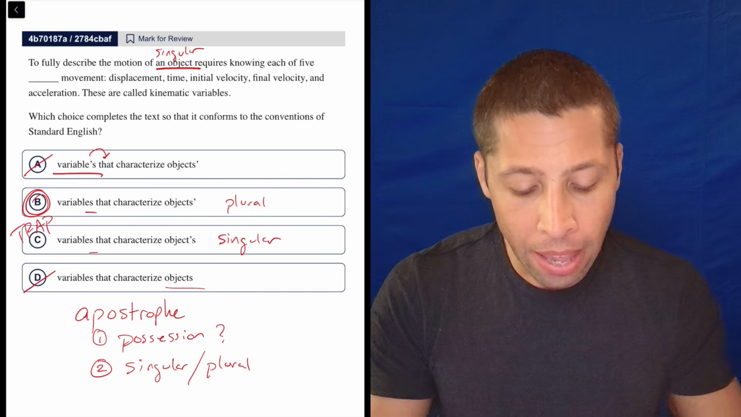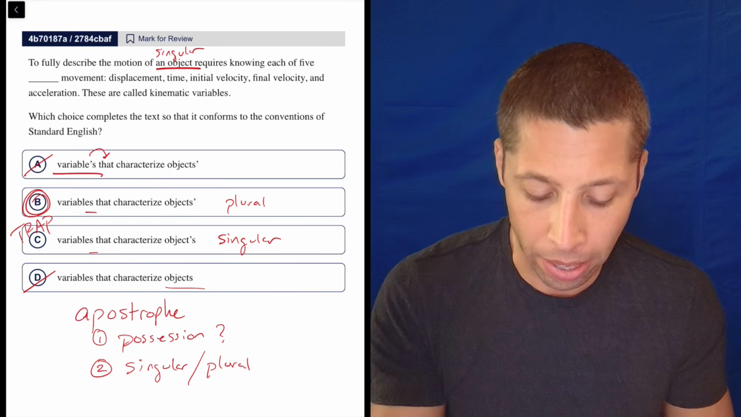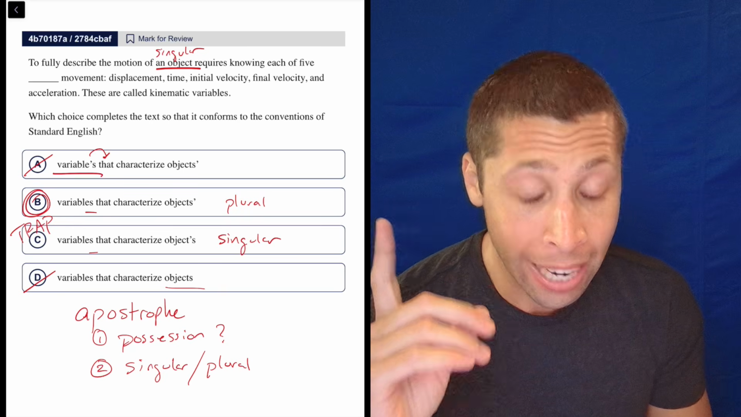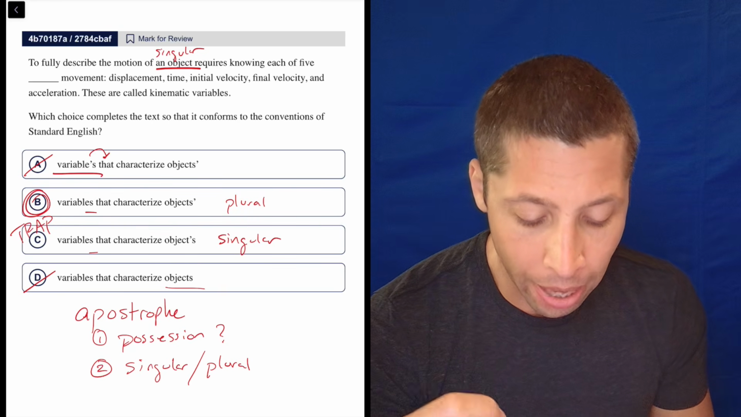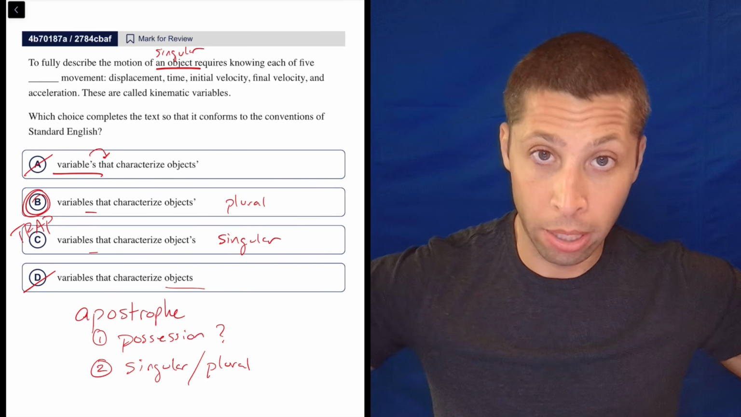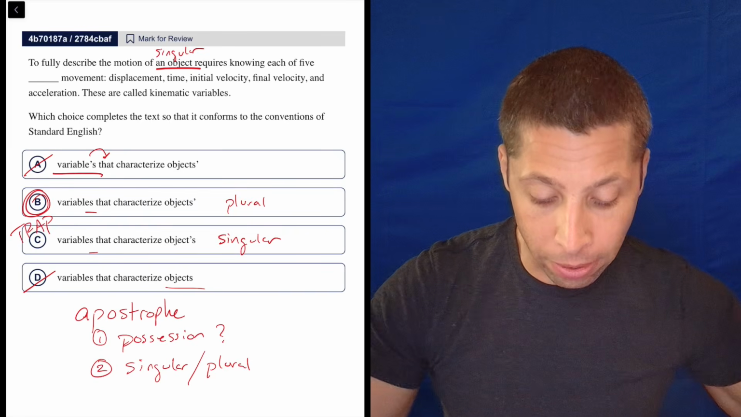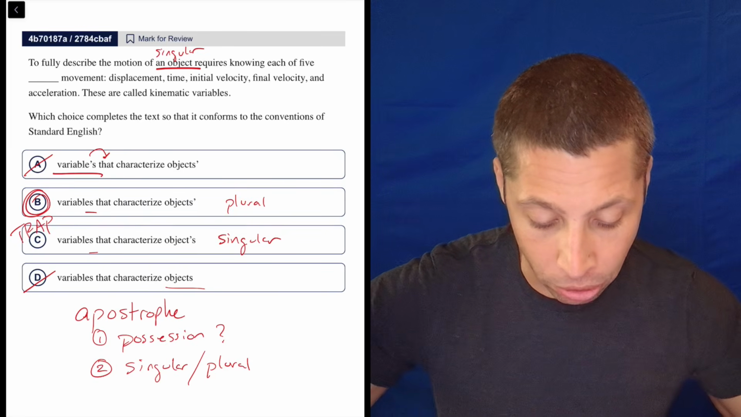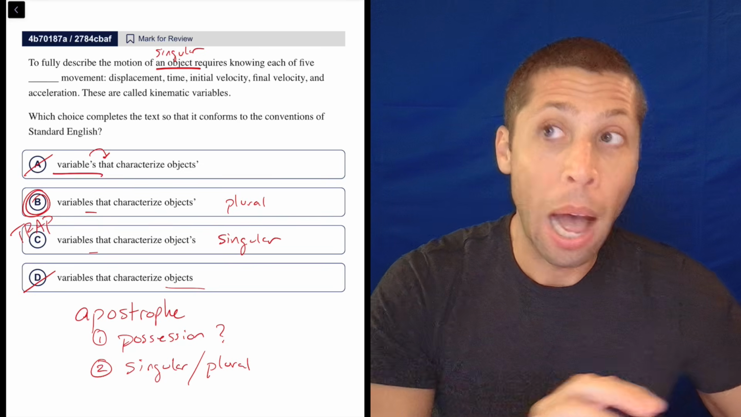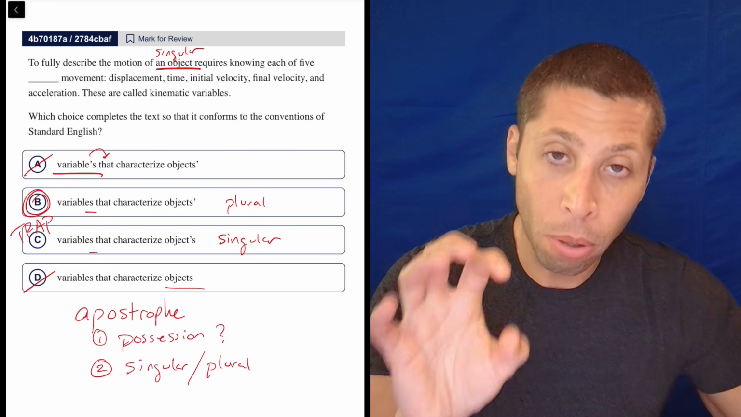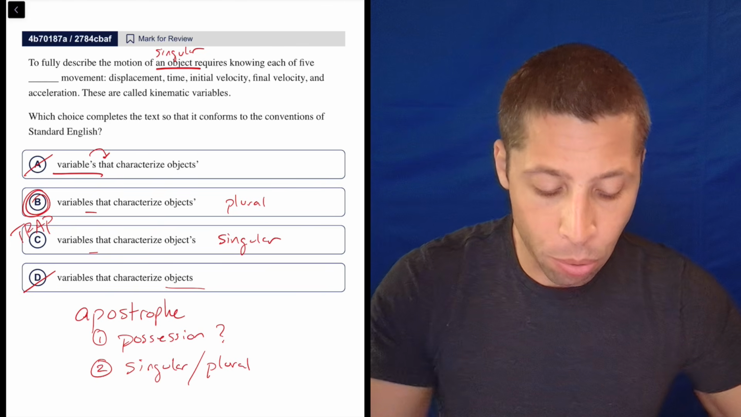So what's going on here? Well, they've written a stupid sentence. And again, the SAT did this knowing that this was going to be a giant mess for everybody. To fully describe the motion of an object requires knowing each of 5 variables that characterize object's movement generally, right? So generally, any object, all objects have these 5 variables: displacement, time, initial velocity, final velocity, and acceleration. Okay. That is a statement about physics, about any object. And so it's plural because all objects have these variables. And so that's what we're referring to.